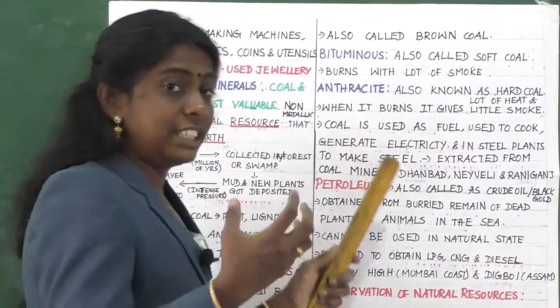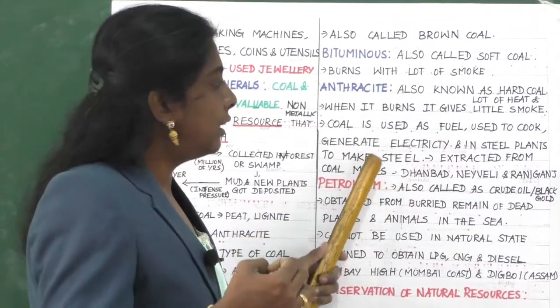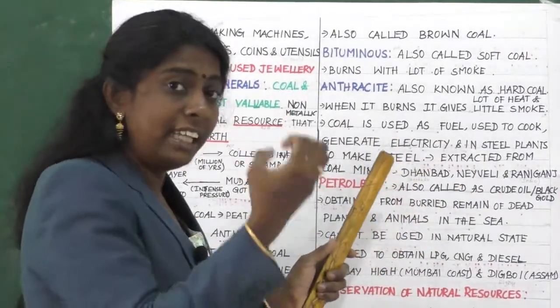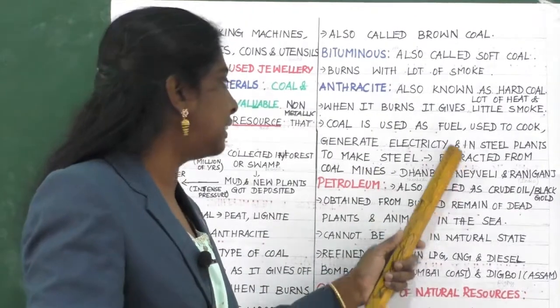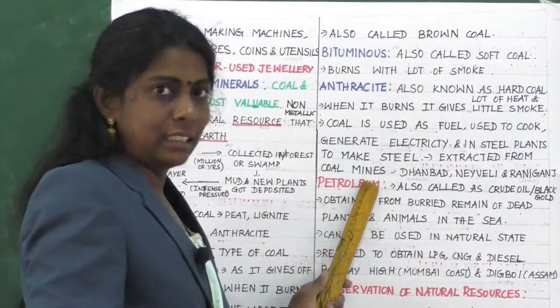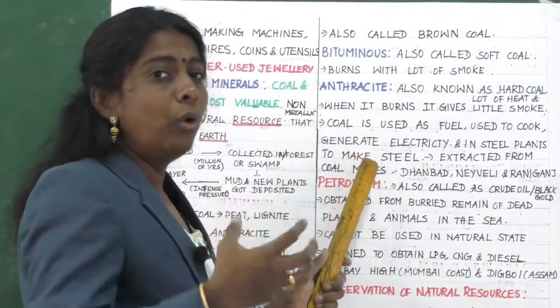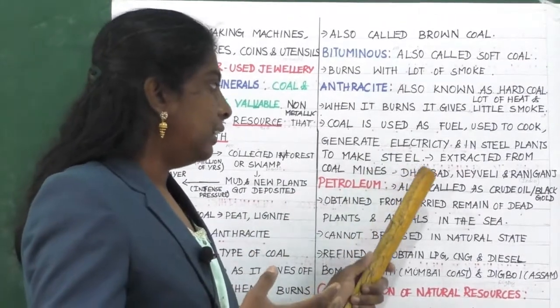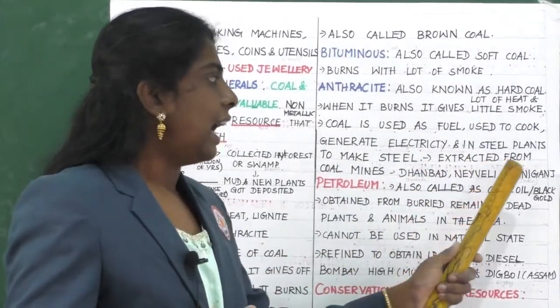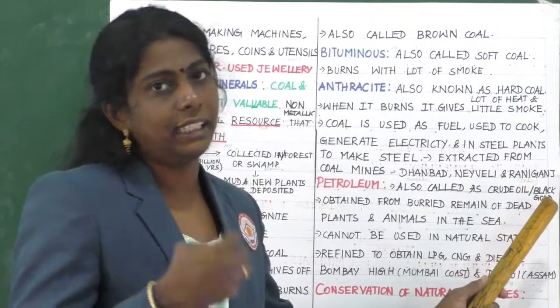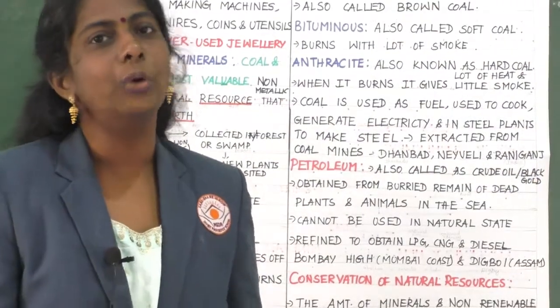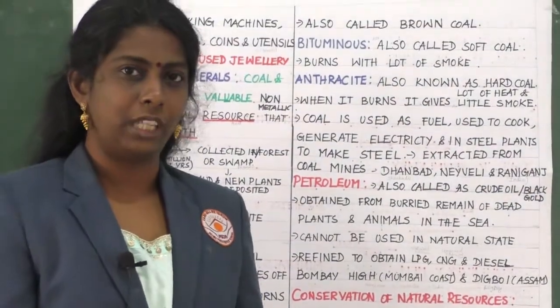Then coal is extracted from coal mines. So from where are they getting this coal? They are extracted from coal mines, which are found in coal rich areas like Dhanbad, Neyveli and Raniganj in India. Yes, children.